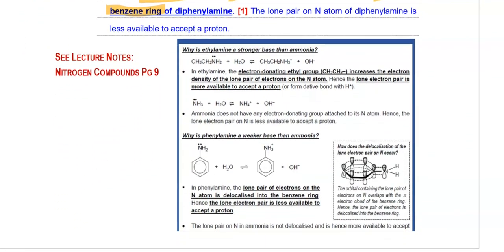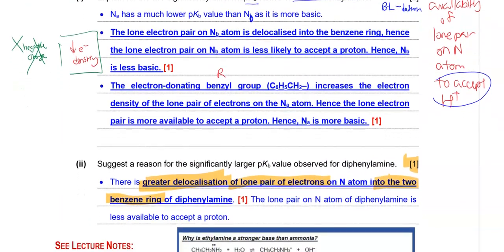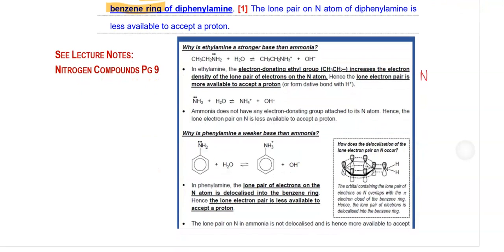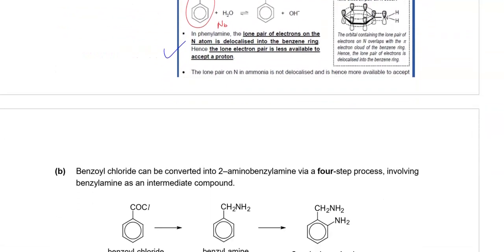Again, this concept is mentioned in the lecture notes. If you draw a comparison, you have the electron donating R group, this is your Na, electron donating group, and then phenylamine, and Nb. So you can see the phrasing here is similar. We're not testing you on things that are beyond your syllabus. It's just basically basic recall.